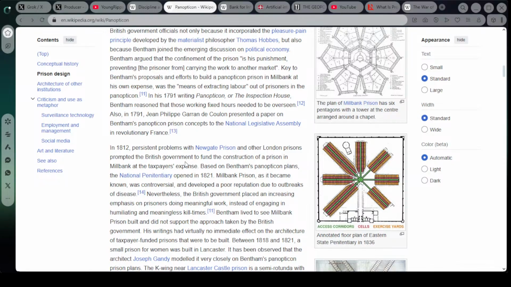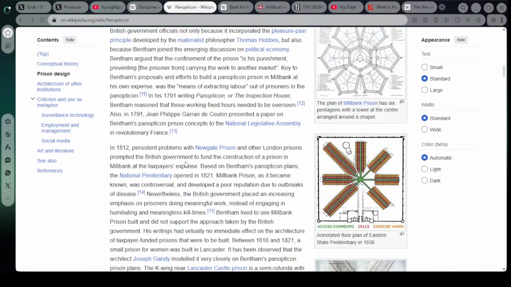In 1812, persistent problems with Newgate Prison and other London prisons prompted the British government to fund the construction of a prison in Millbank at the taxpayers' expense. Based on Bentham's Panopticon plans, the National Penitentiary opened in 1821. Millbank Prison, as it became known, was controversial and developed a poor reputation due to outbreaks of disease.